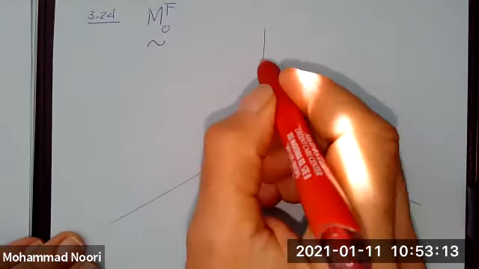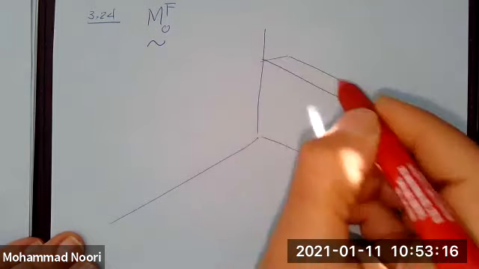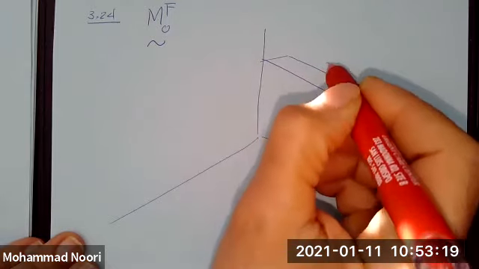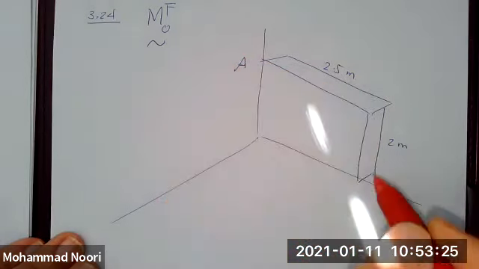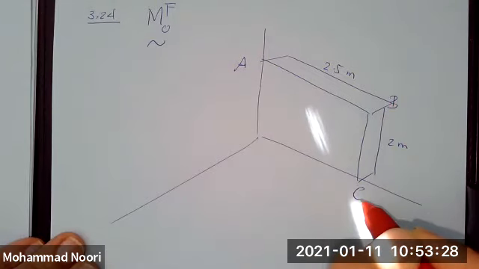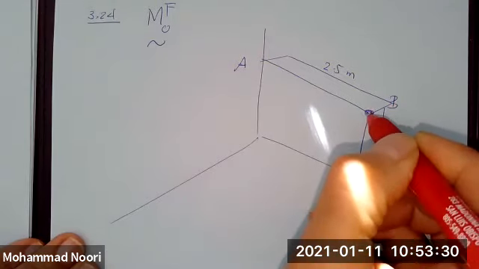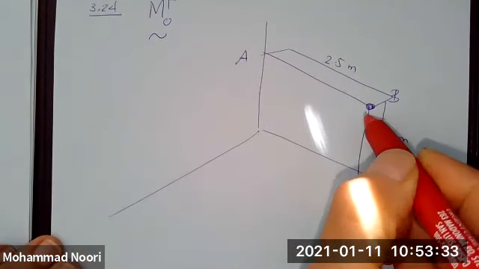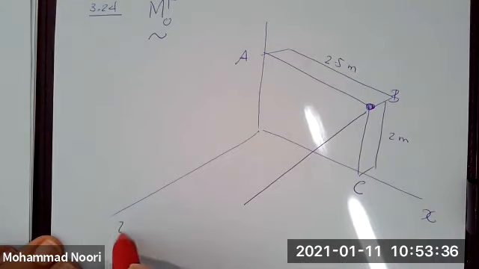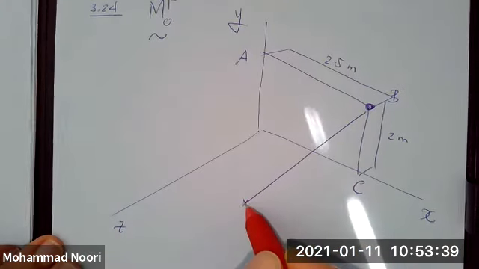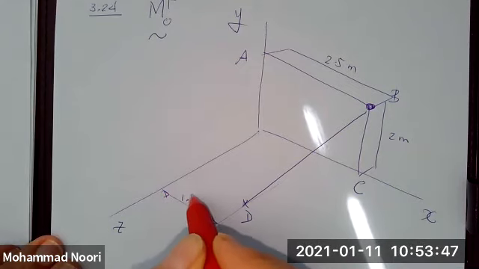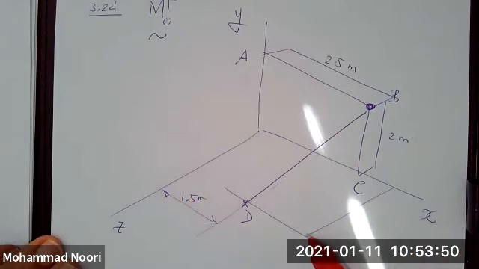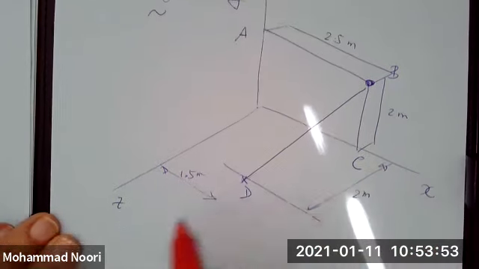You do have a block given. Dimensions are given here: 2.5 meters, and this is 2 meters. This is point A, point B, point C. A cable is attached to point B that connects it to a point on this XZ plane, point D. Coordinates of this point are given. This dimension is 1.5 meters, and this is 2 meters.